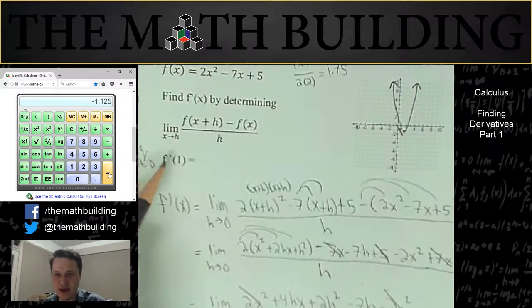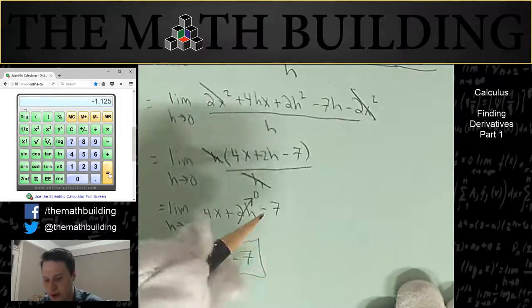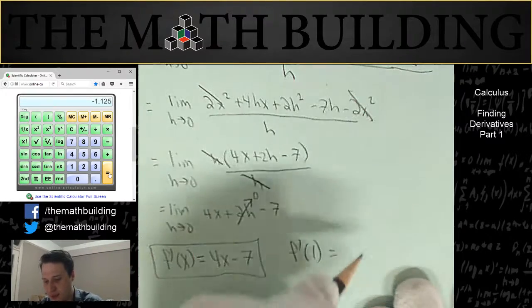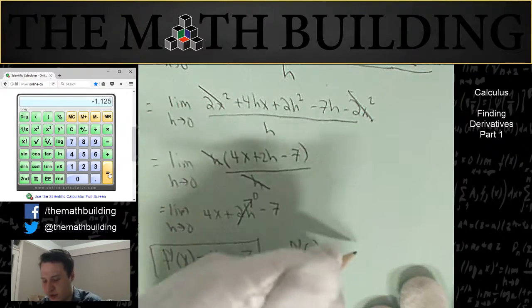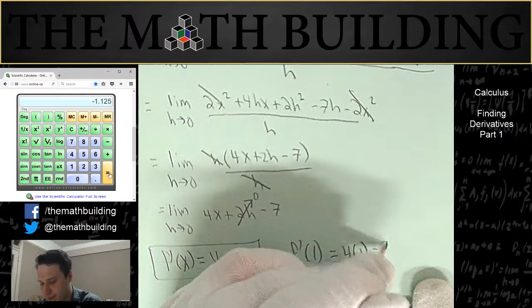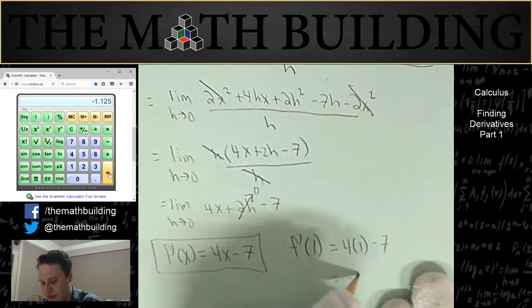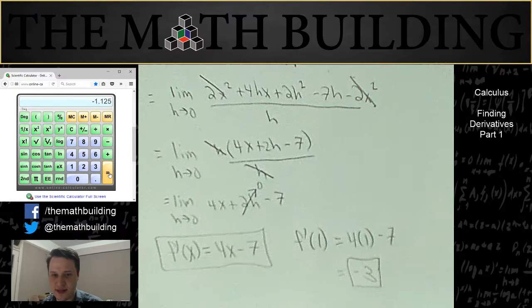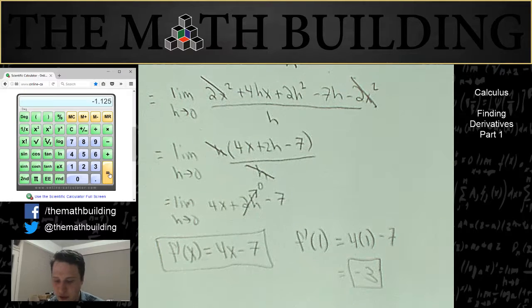Anyway, let's go ahead and find f prime of 1, which is what they wanted. So the derivative at the point 1, I plug in 1 into my derivative function, and I get 4 minus 7, which is negative 3. So remember my prediction? I thought that the derivative of this was going to be negative and kind of close to 0. I think my prediction came out to be true.